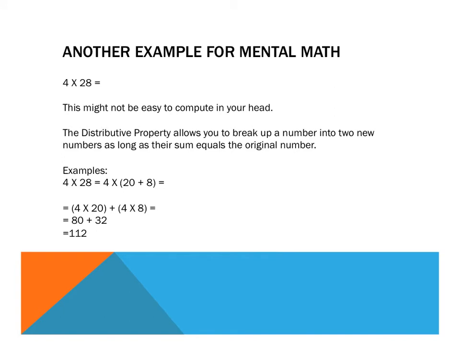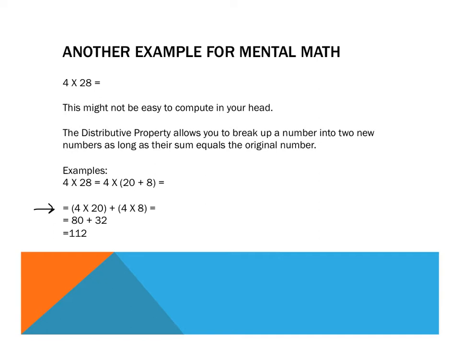Here's another example for mental math. Let's say someone asked you to tell them the product of 4 times 28, but without writing anything down. This might not be so easy to compute in your head, but the distributive property allows you to break up a number into 2 numbers as long as their sum equals the original number.